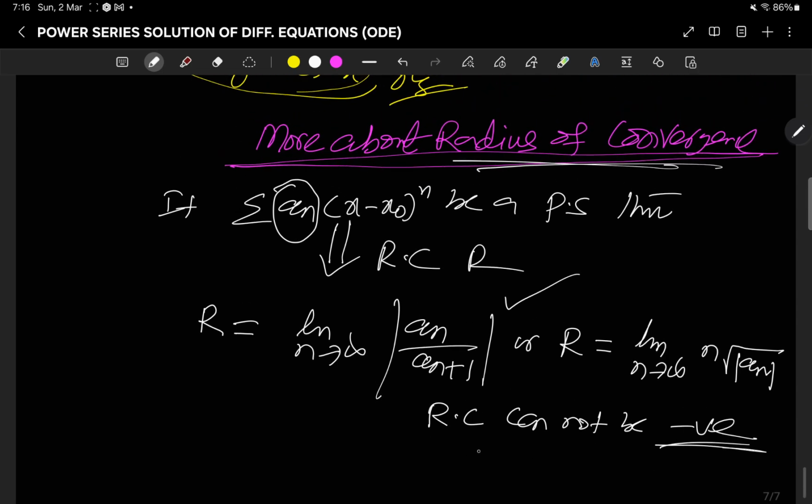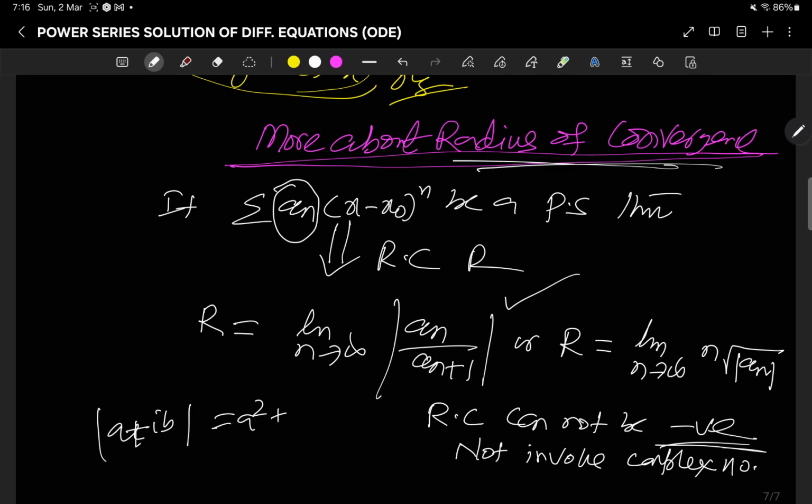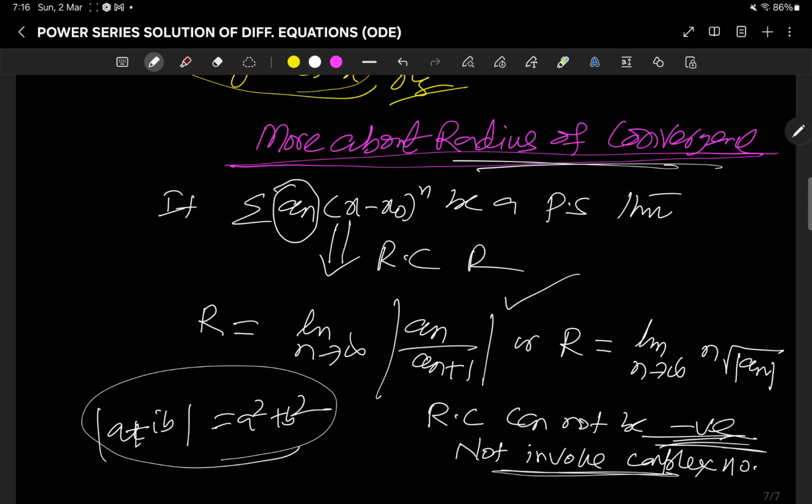One more thing, it does not involve i, a complex number, because you are taking the magnitude. For a plus ib, the magnitude you are taking is the square root of a square plus b square. Okay, so the radius of convergence cannot be negative, and it cannot involve any complex number since we are taking the modulus.